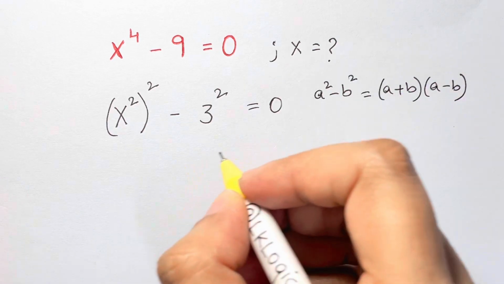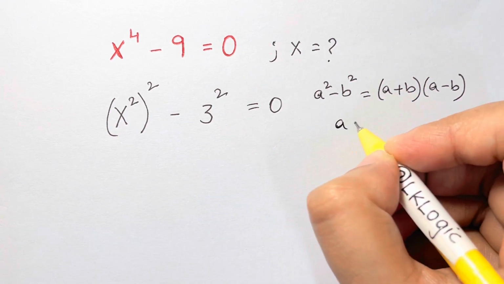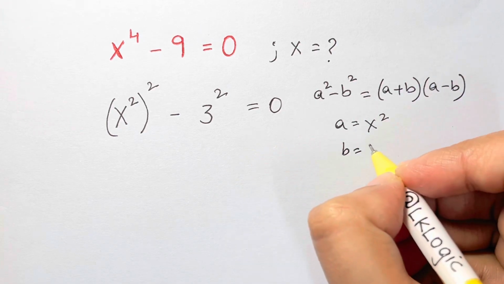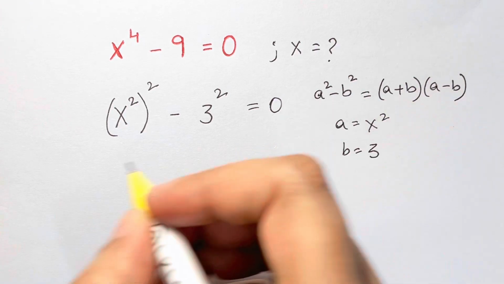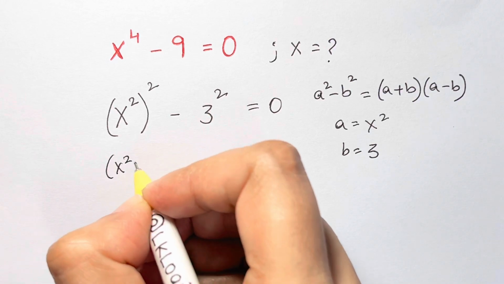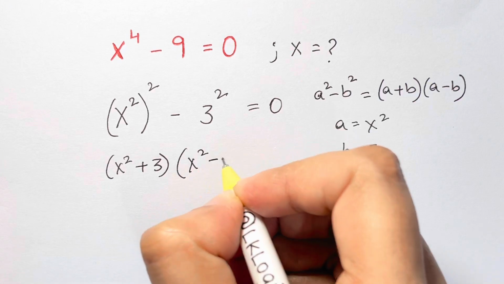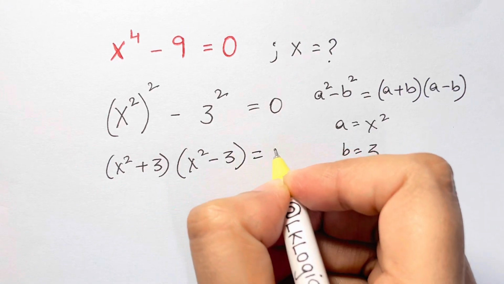Now let's substitute back. What is our a? A from this is x squared and b is 3. So let's put it back in this. So we have x squared plus 3 times x squared minus 3 equals to 0.